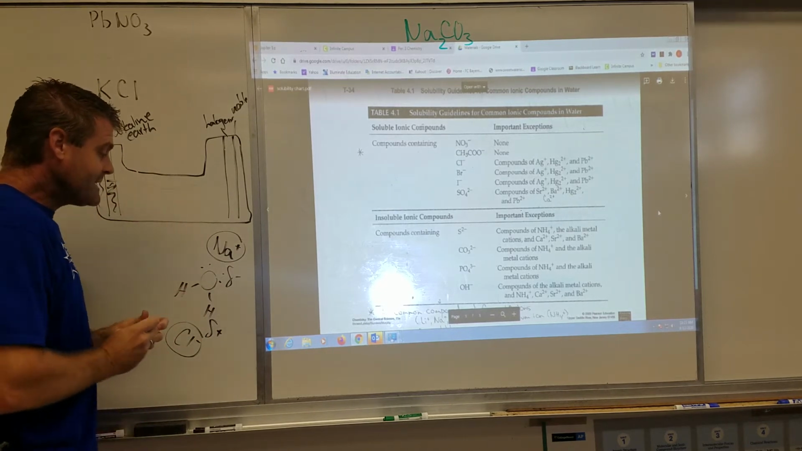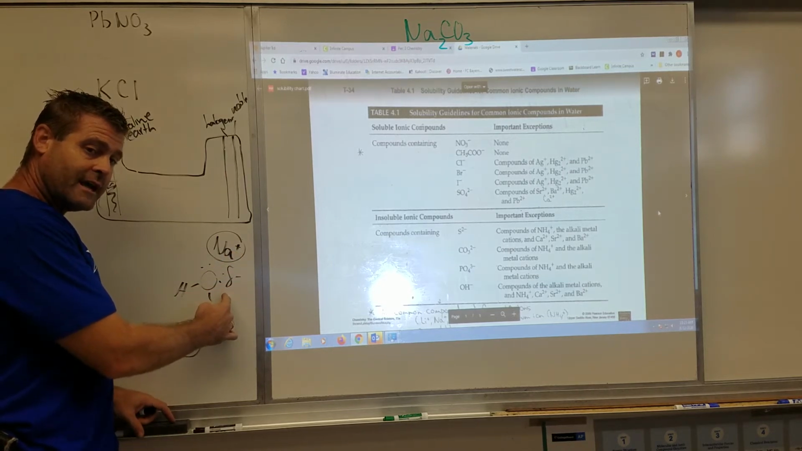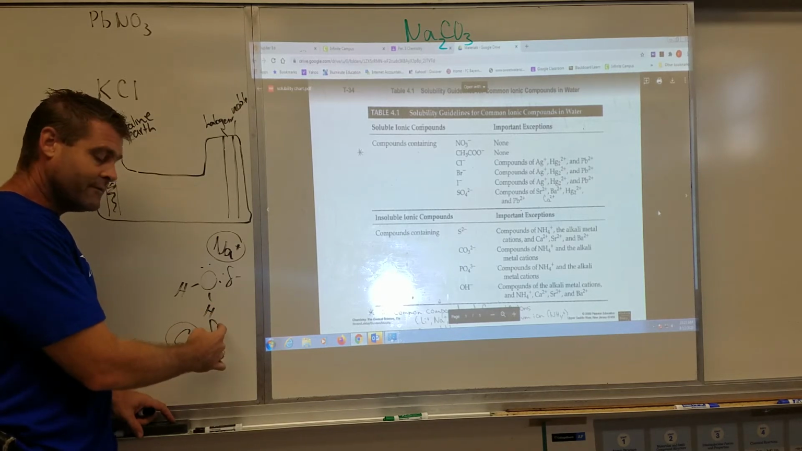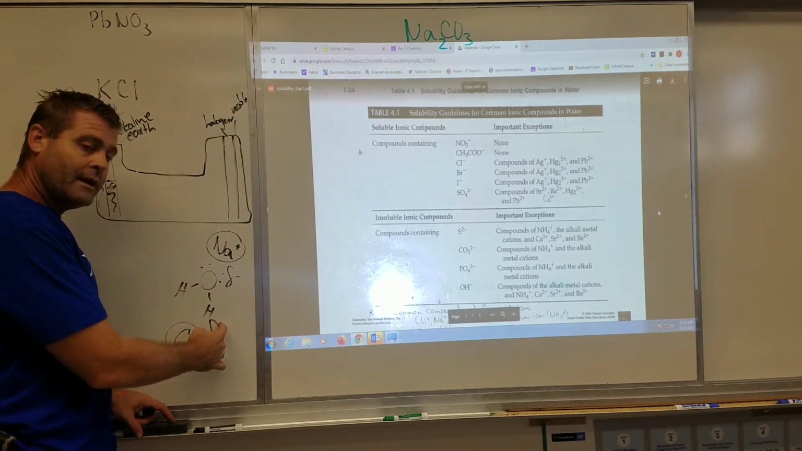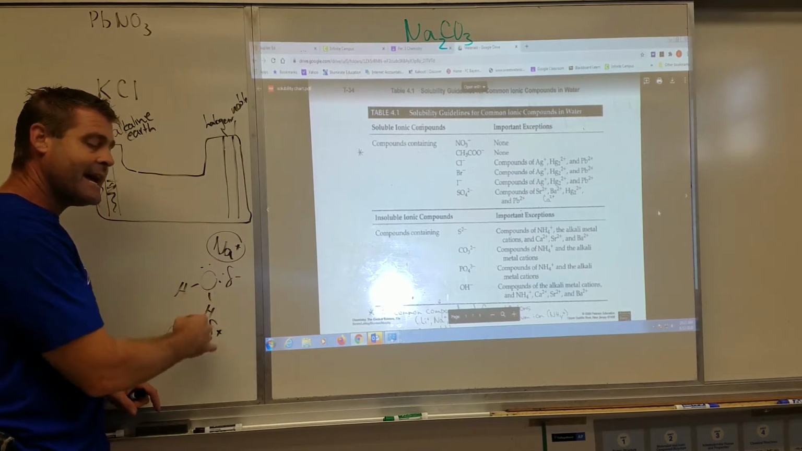So in this case, the sodium ions have a stronger attraction for the negative side of the water molecule, and the negative anions have a stronger attraction for the positive side of the water molecule. That attraction is greater than the attraction that these have for each other.